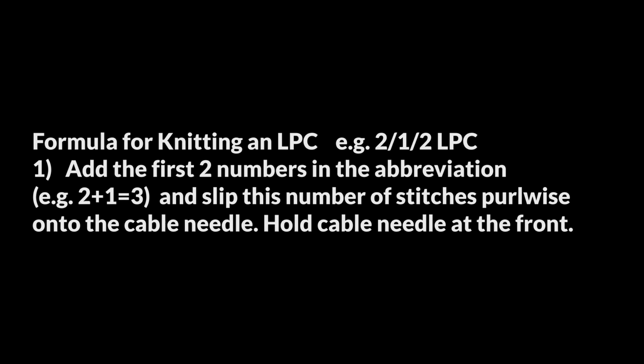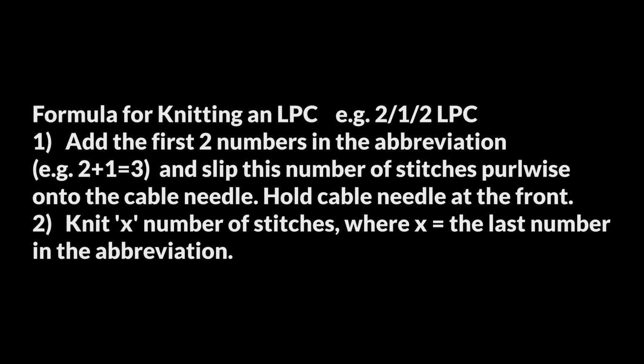Okay, so for an LPC, you take the first two numbers in the abbreviation and add them together. So in this case, that's 2 + 1, which is 3. And these stitches are slipped onto the cable needle, and the cable needle is held at the front. You then knit the last number in the abbreviation from the left-hand needle to the right. So in this case, you knit 2 stitches.